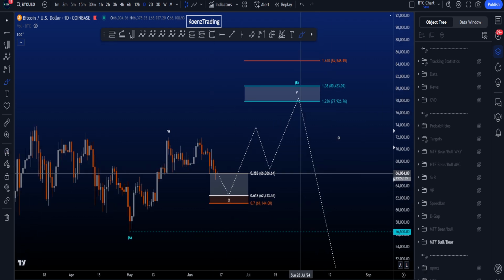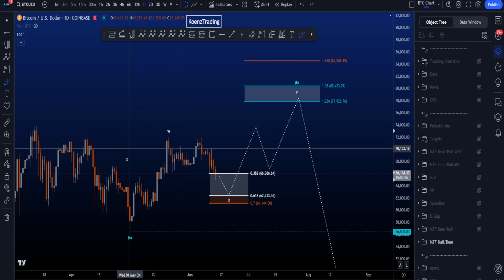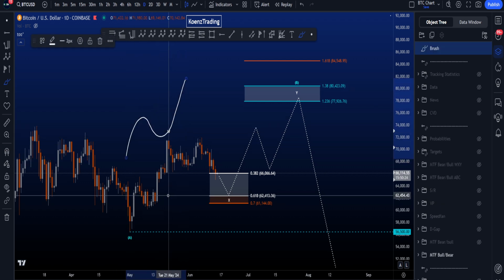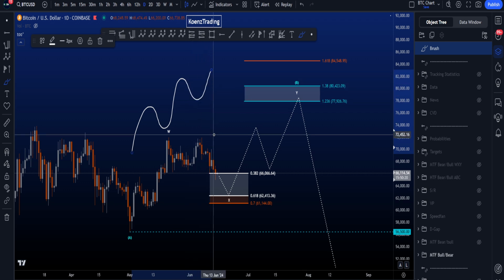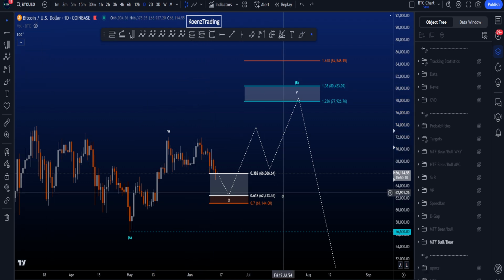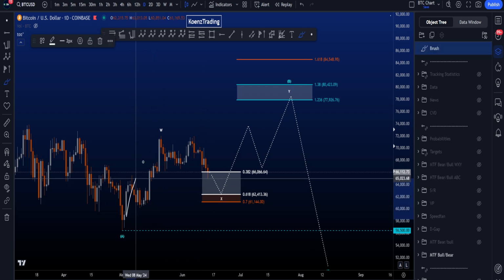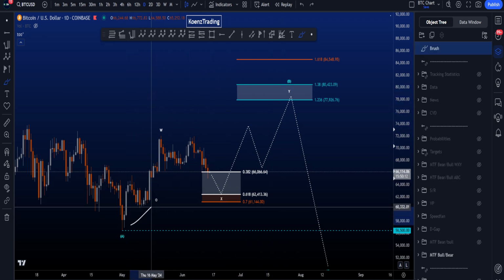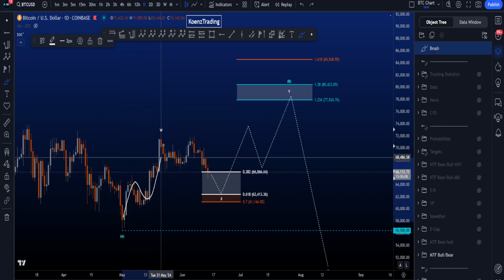Inside wave B, the most common structure is a zigzag family structure, either a simple zigzag ABC 5-3-5, a double zigzag WXY, or a triple zigzag in a WXYXZ. However, a triple zigzag is very rare. In this scenario here, we're looking for a double zigzag WXY, as this first structure to the upside does count better as a 3-wave zigzag.